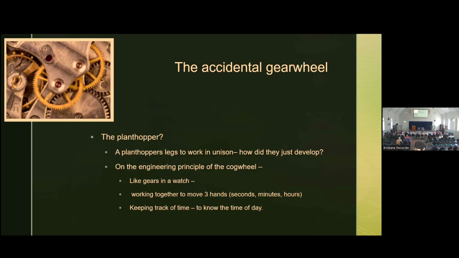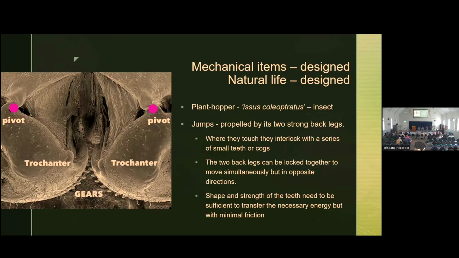But what we find in this plant hopper is something very similar. We find that in the back legs, they actually work in unison because of these little cogs that you can see up here. And this is an electron microscope image. So you can see these little teeth, like cogs in a cog wheel, that are interacting with each other. So the full force of those legs is equal to the other side. That is an engineering principle that we know about today, but God created that in this plant hopper so that it could not jump to one side with just one leg jumping, but they acted in unison. And the shape and the strength of those teeth needed to be sufficient to transfer that energy from where it was pushing through to its legs.